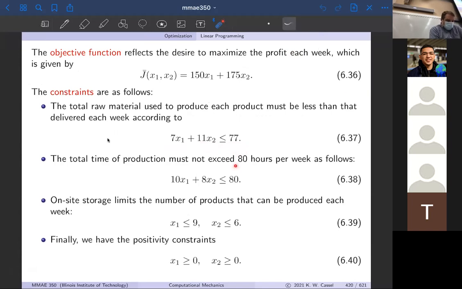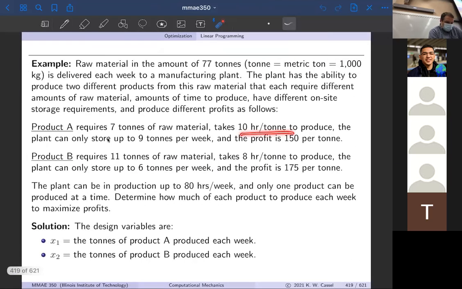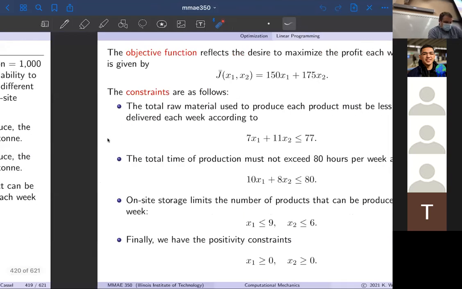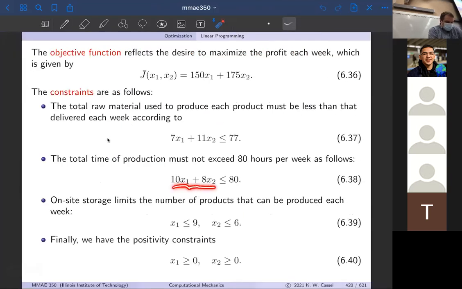Then I have my 80 hours per week constraint. So the amount of time it takes to make 1 and the amount of time it takes to make 2, when I add up the number of hours times the tons, number of hours times the tons, has to be less than 80. So that is right here, 10 hours per ton, 8 hours per ton. So 10 times x1 plus 8 times x2 has to be less than or equal to 80.